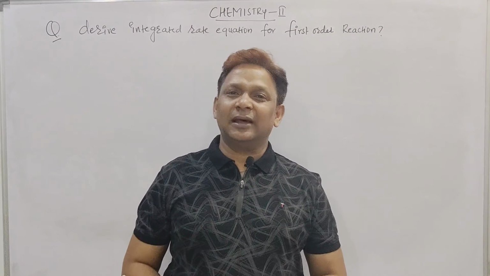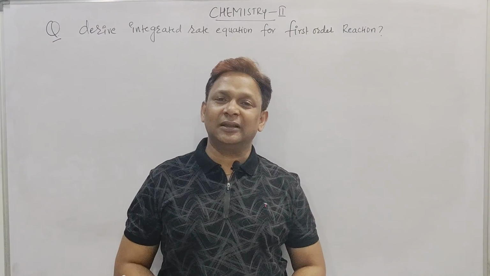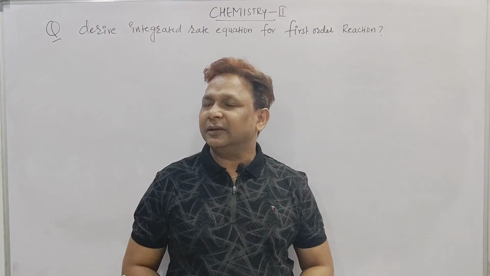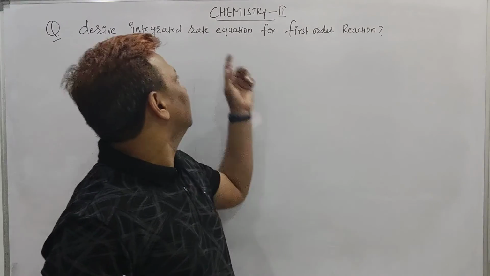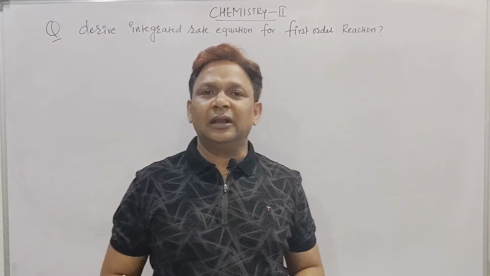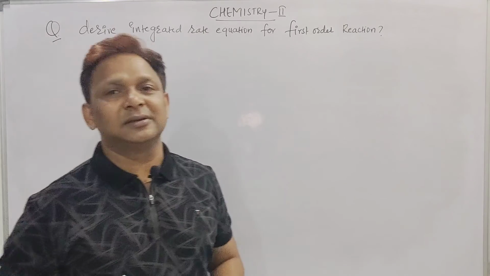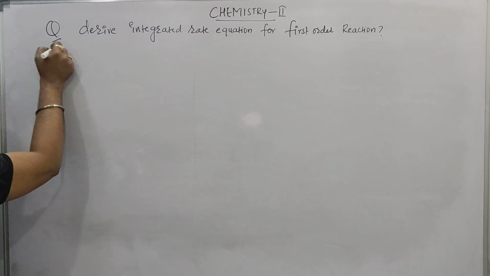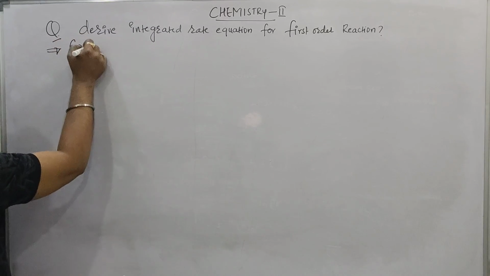Now this is another question for 4 marks from second year chemistry for IPE, which we are preparing. Derive the integrated rate equation for the first order kinetics. But how to write it for 4 marks? See here, I will tell you. It is the simplest way to write for the 4 marks. Just go this way.